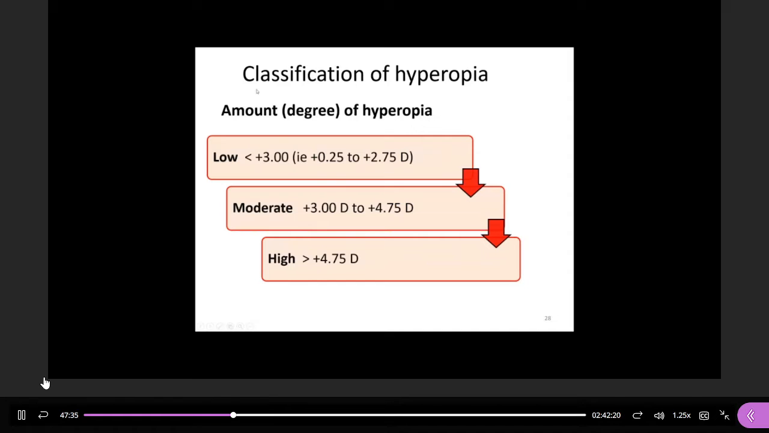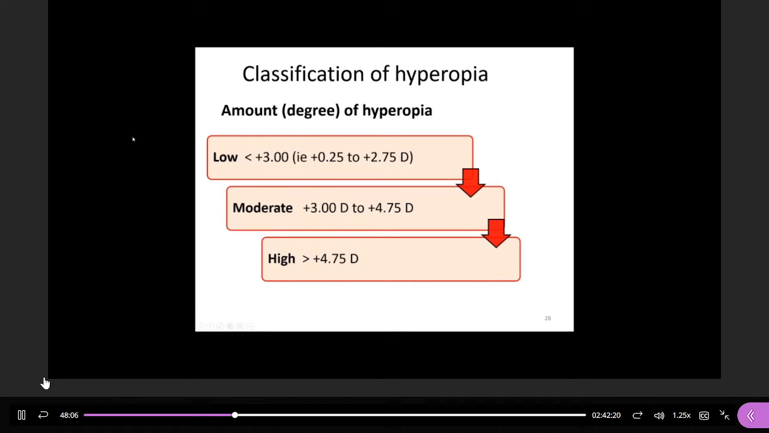This is how we classify hyperopia. In contrast to myopia, which is divided into four, myopia has low, moderate, high, and severe. Here, there are only three: low, moderate, and high. How do we define them? Low is lower than +3, actually 0.25 to 2.75, right? If it's 3, that means moderate.